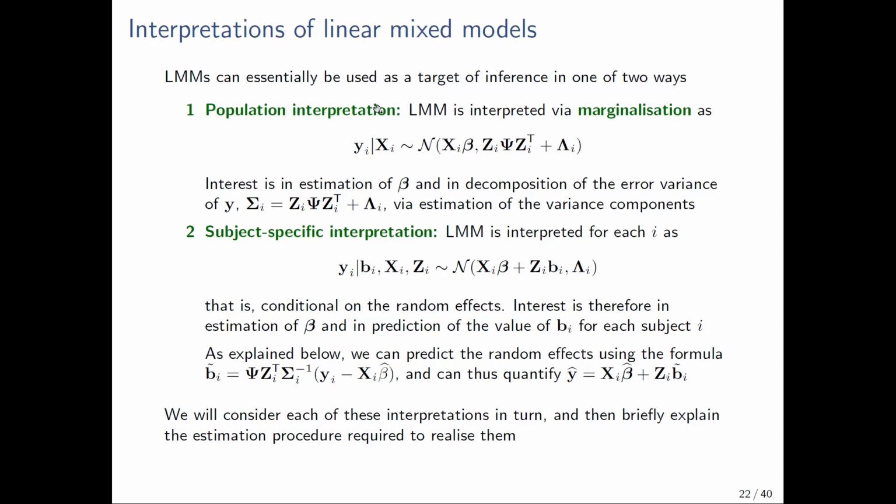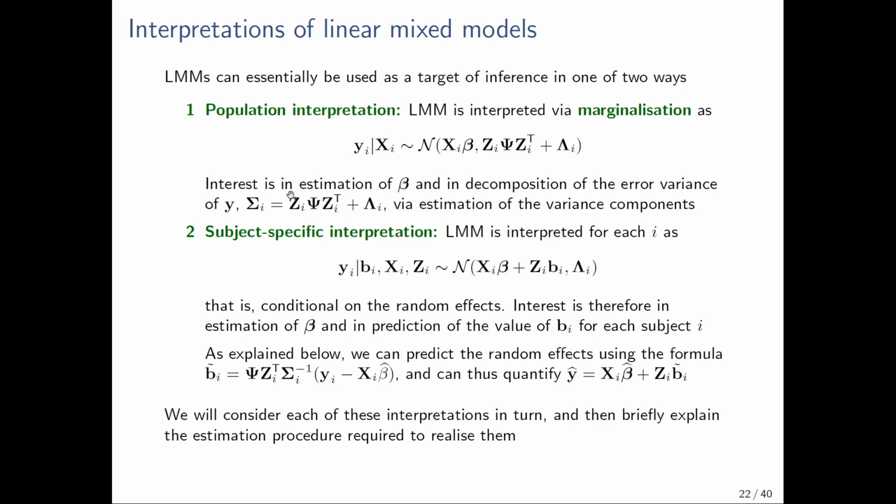Under this interpretation, the LMM is interpreted by marginalizing over the random effects, so that from a population level, y_i given x_i is normally distributed with mean x_i beta and covariance structure given by that expression there. So in the population interpretation, interest is only really in estimation of beta and in decomposition of the error variance via estimation of the variance components. That's what we're interested in. We're not interested in the random effects necessarily per se.